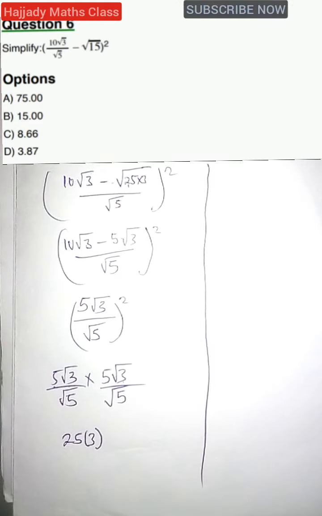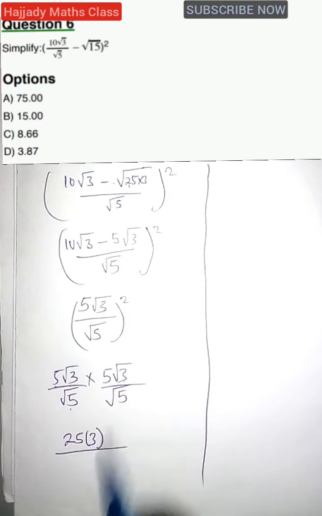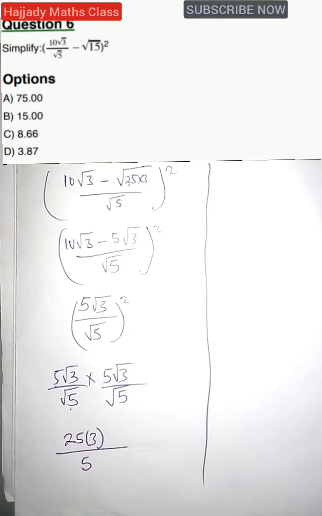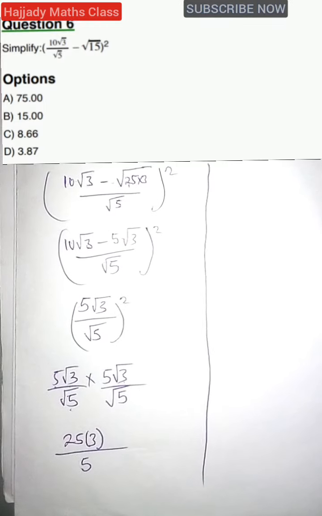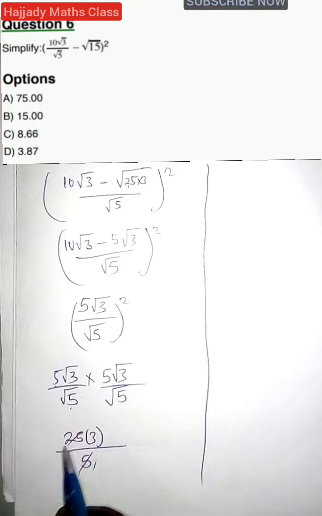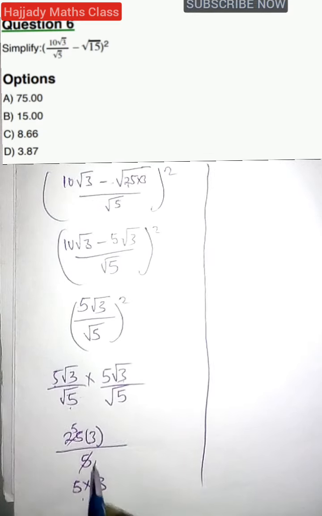You should go back to the rule of surd. You can check some of our videos on surd, and you will see that it has been discussed. Root 5 times root 5 is 5. This happens because root 3 times root 3 gives root 9, and root 9 is 3. The same thing with the denominator: root 5 times root 5 gives root 25, and the square root of 25 is 5. So we have 25 times 3 over 5 times 5, and finally we have 5 times 3, which is 15. And our answer is option B.